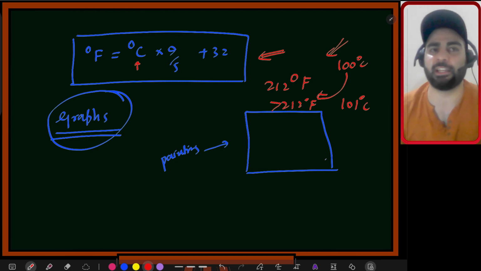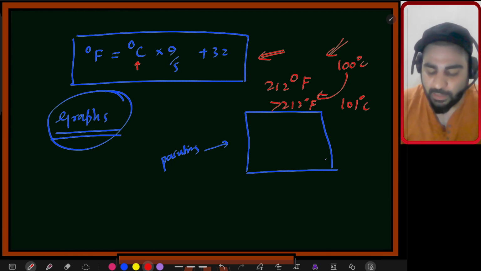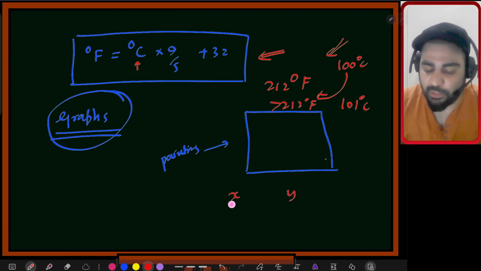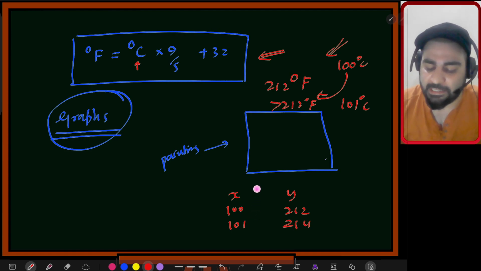Okay, it will not decrease, and sometimes you will see a relationship decreasing also. Somewhere, let's suppose we have a value of x and a value of y. If you feed in x, you will get, let's suppose, 100, and corresponding to that you got 212. If you now have 101, you got some 214, let's suppose. Now you can see that with the increase in x, we got an increase in y also.